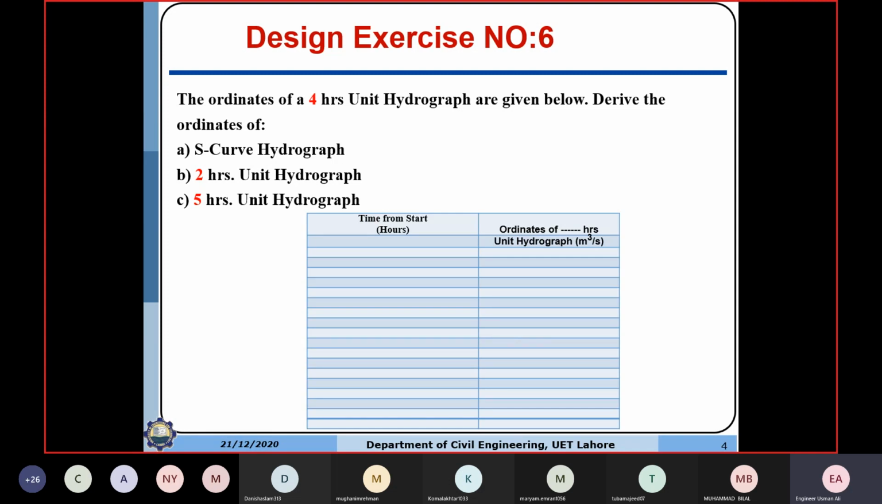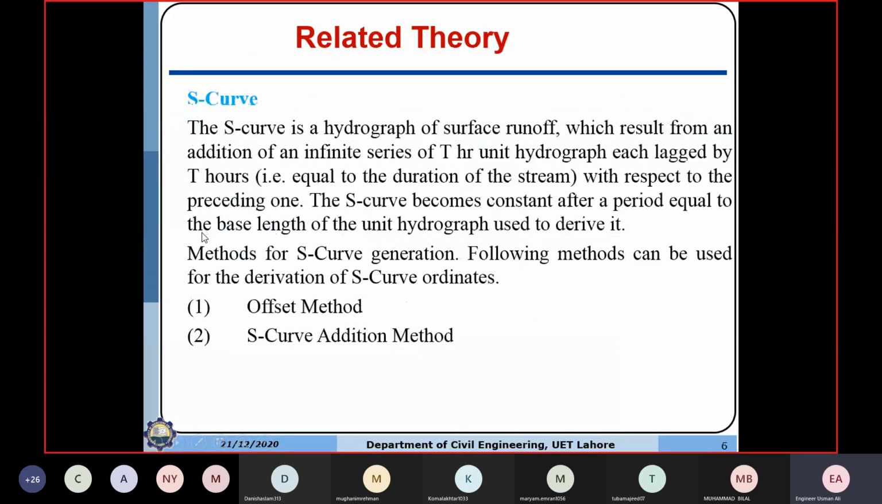So I hope now you understand the background and what to do in this design. We need to change the duration of the unit hydrograph to another duration, like a 4-hour unit hydrograph is to be converted to a 2-hour unit hydrograph and a 5-hour unit hydrograph, by making the S curve. The ordinates of the 4-hour unit hydrograph are given to you. I will show the data later. Derive the ordinates of the S curve hydrograph. So that you have to do, and then based on this S curve hydrograph, derive the 2-hour unit hydrograph and 5-hour unit hydrograph. So let me come to the data given to you.